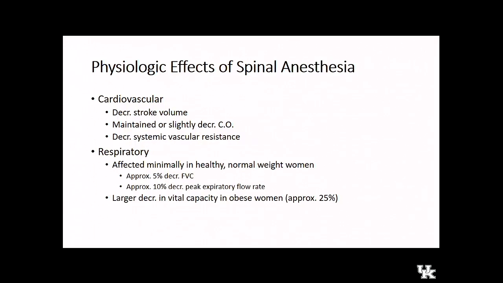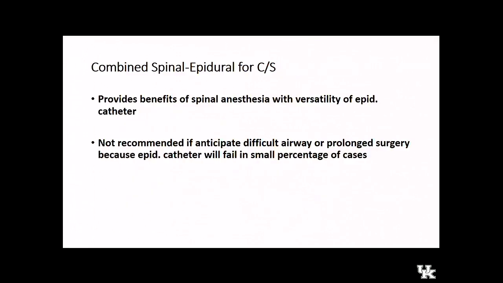This was one of the key words I was asked to address, not specific to OB, but just spinal anesthesia. So what are the physiologic effects of spinal? So cardiovascular-wise, you're going to see a decrease in stroke volume. Your cardiac output is going to generally be maintained or slightly decreased, but you will definitely see a decrease in systemic vascular resistance. In terms of respiratory effects, in healthy, normal weight patients, it's going to be affected minimally. You'll see a small decrease in FVC and a small decrease in your peak expiratory flow rate. But if you have obese women, you can see as much as a 25% decrease in your vital capacity with a spinal in an obese patient.